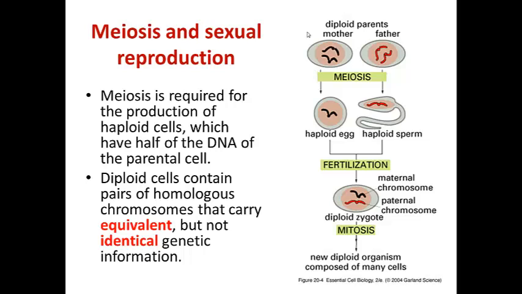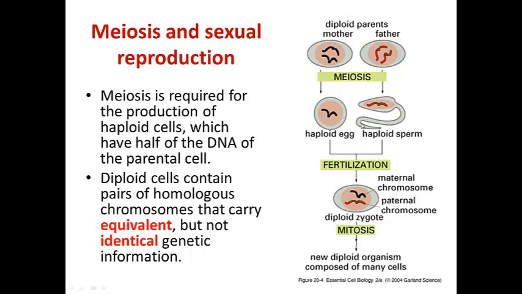You can imagine that if this were a fruit fly parent, one of these chromosomes might be carrying a gene that corresponded to red eyes, whereas the other one might be carrying a gene that corresponded to white eyes. So the information is equivalent because both of these chromosomes are carrying the gene for eye color, but the information differs between the two homologous chromosomes.